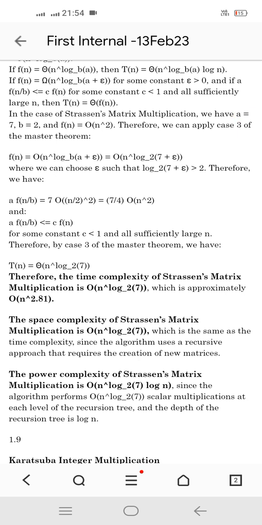2.81. The space complexity of this algorithm is order of n to the power 2.81, which is the same as the time complexity, since the algorithm uses a recursive approach that requires the creation of new matrices. The power complexity of Strassen's matrix multiplication is order of n to the power 2.81 log n, since the algorithm performs order of n to the power 2.81 scalar multiplications at each level of the recursion tree and the depth of the recursion tree is log n.